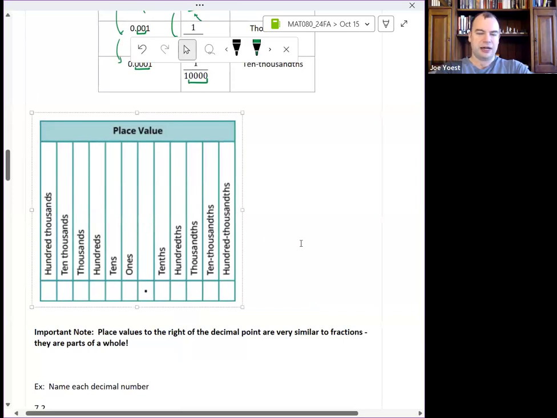Or in a more diagrammatic fashion, we have something like this, right? We have the decimal point. Going to the left, we have the ones, tens, hundreds, thousands, etc. Going to the right, we have the tenths, hundredths, thousandths, etc.